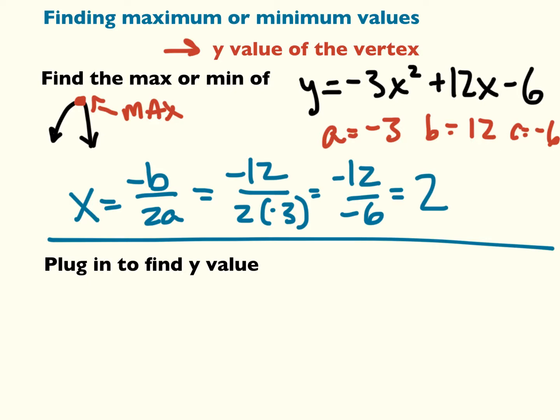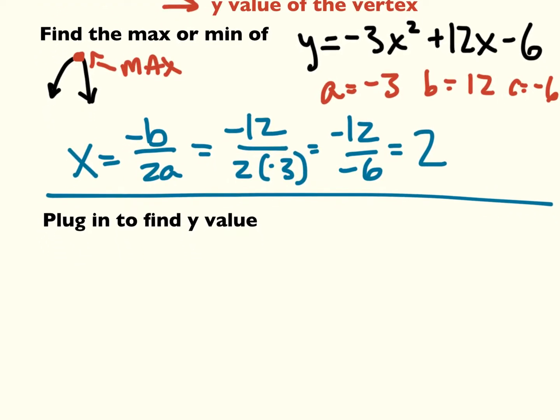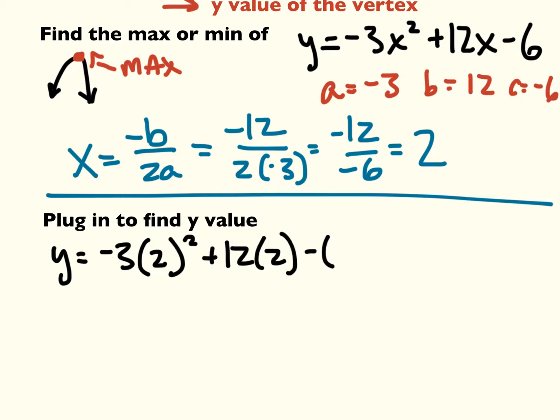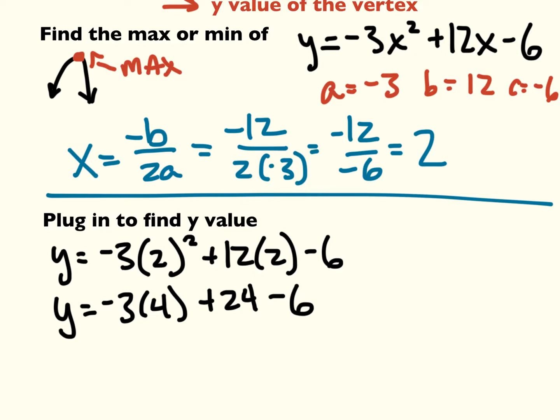So what we want to do now is plug this value back into our equation to find the y value of the vertex. Now we have y equals negative 3 times 2 squared plus 12 times 2 minus 6. So y equals negative 3 times 4 plus 24 minus 6. This is negative 12 plus 24, which is 12, minus 6. So y is equal to 6.